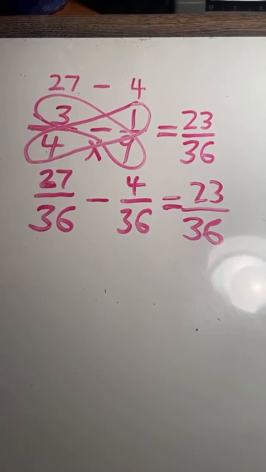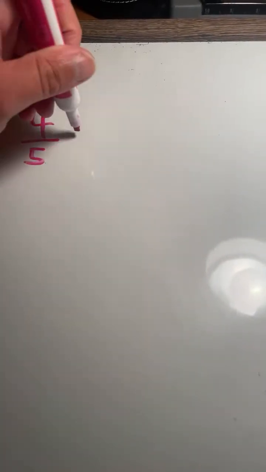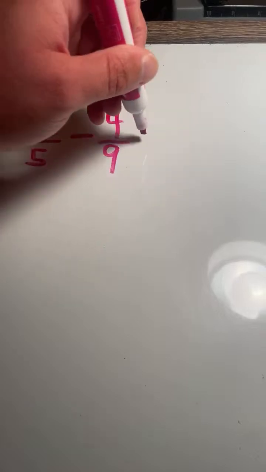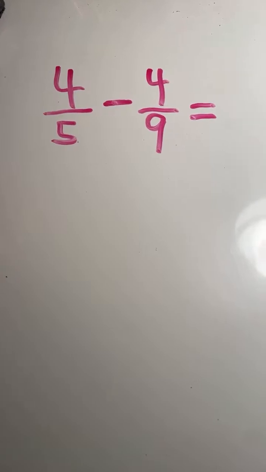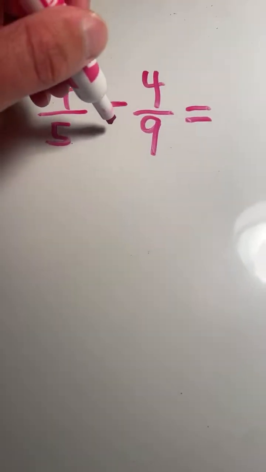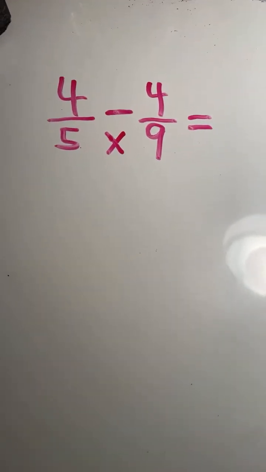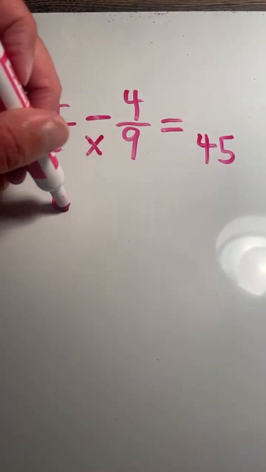All right, next example problem. All right, 4/5 minus 4/9. Step 1, we multiply our 2 different denominators to get a common denominator. So 5 times 9 equals 45. So 45 is our common denominator for this problem.